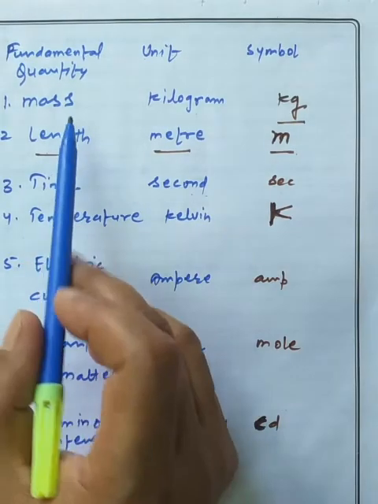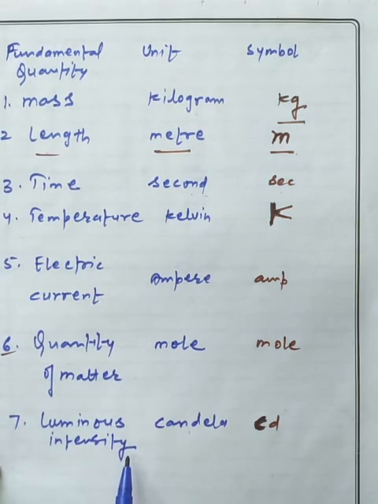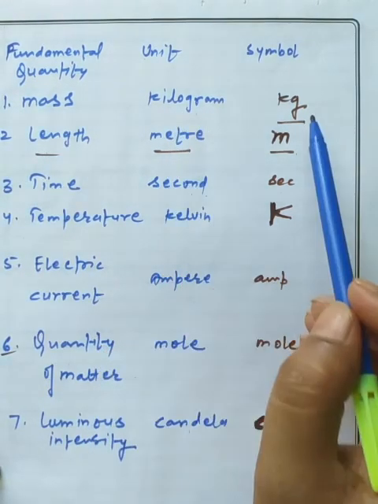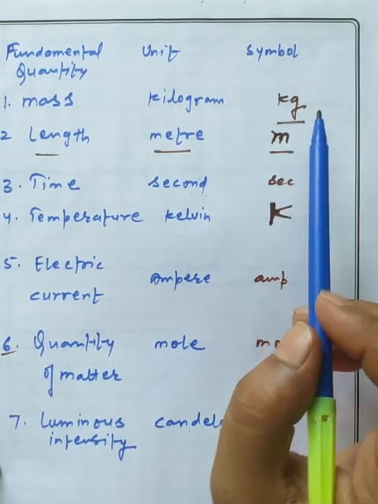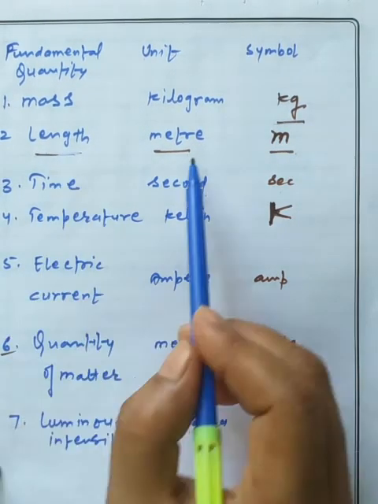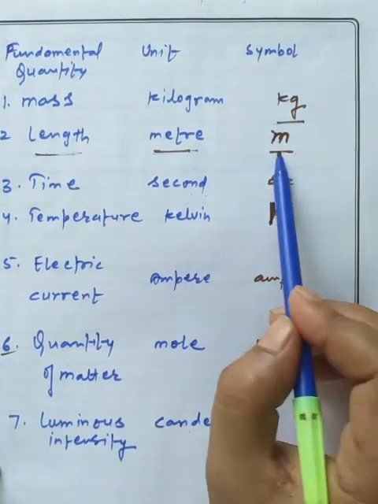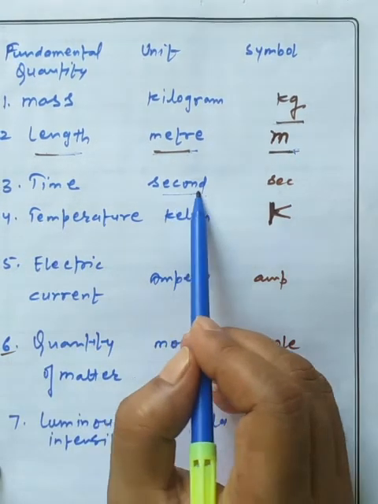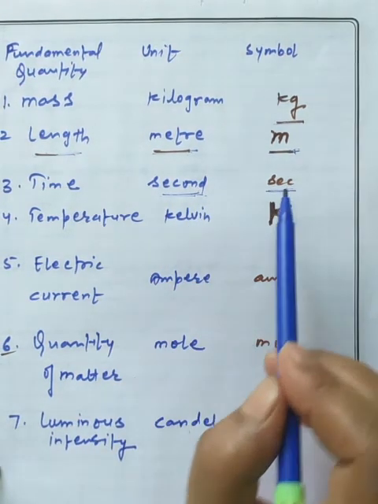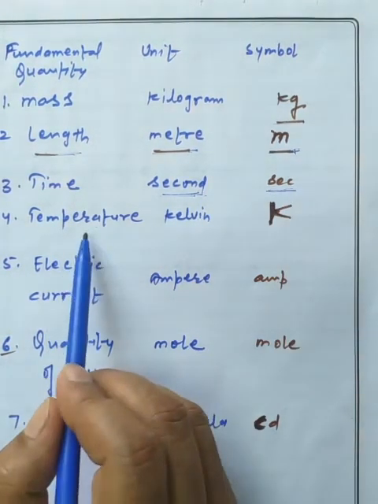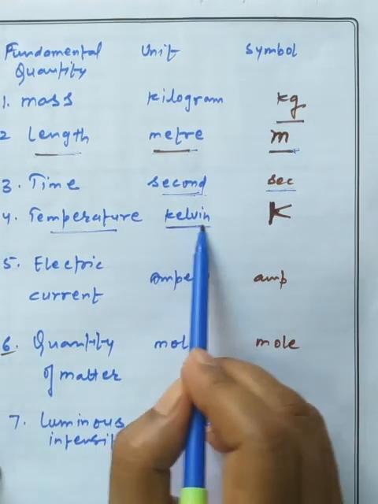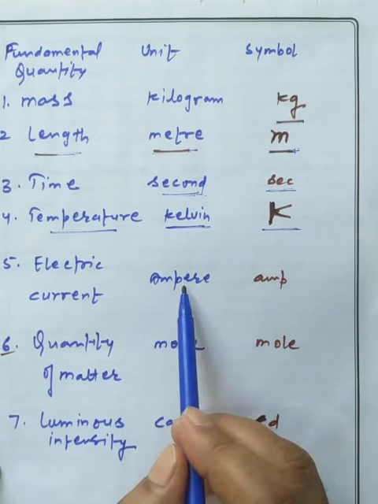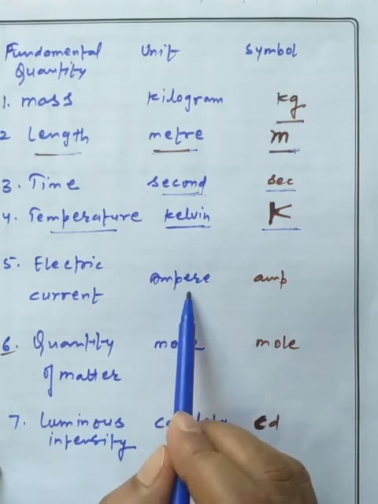Students, generally we have seven fundamental physical quantities. First is mass, with the unit kilogram and the symbol kg. The second quantity is length, with the unit meter and the symbol m. The third quantity is time, with the unit second, symbol s. The fourth quantity is temperature, with the unit Kelvin and the symbol K. Then the electric current, whose unit is the ampere.